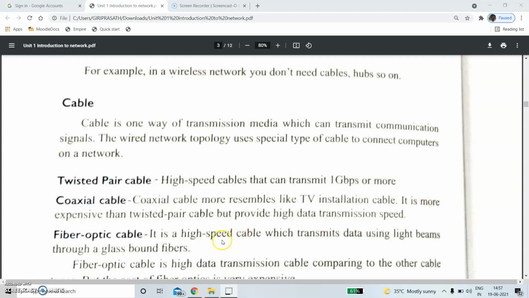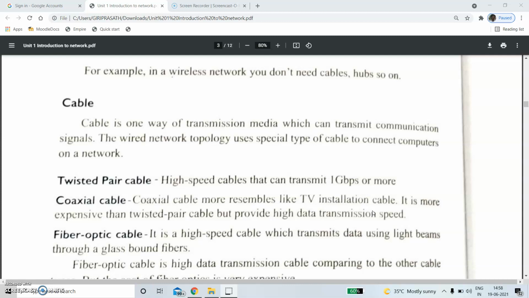Then coaxial cable, which more resembles a TV installation cable. It is more expensive than twisted pair cable but provides high data transmission speed. This coaxial cable looks like a TV installation cable. If you are installing a TV in your home, at that time you might see different types of cables. The cable used in TV installation is coaxial, more or less.